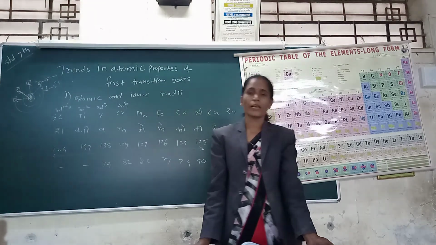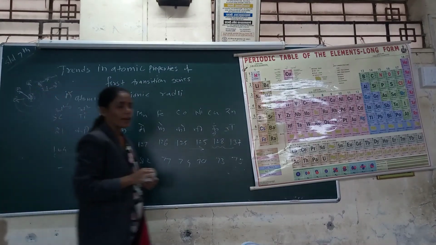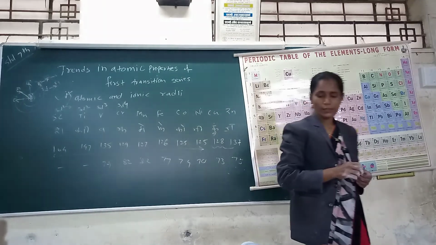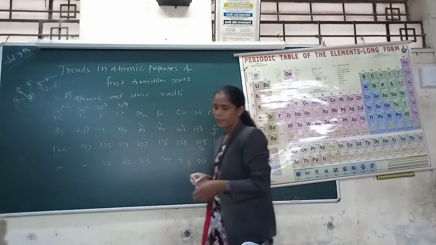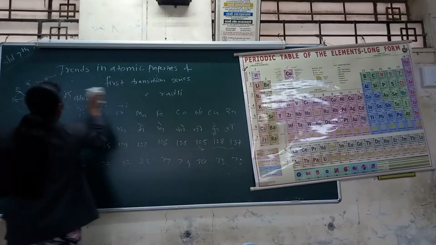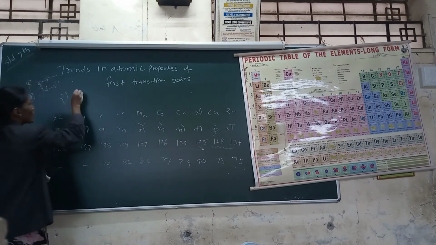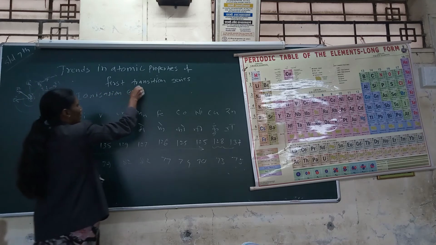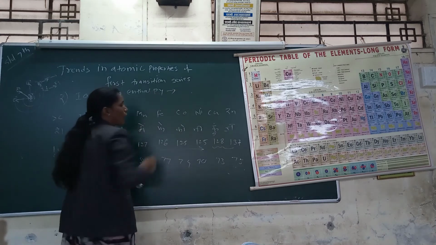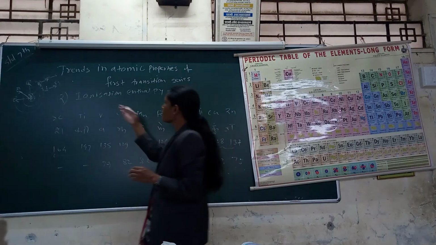The next property is ionization enthalpy. First is atomic and ionic radii for the 3d series. Second is ionization enthalpy. Ionization enthalpy also depends on the atomic and ionic radii. The second trend is ionization enthalpy. Ionization enthalpy means the energy required to form ions.